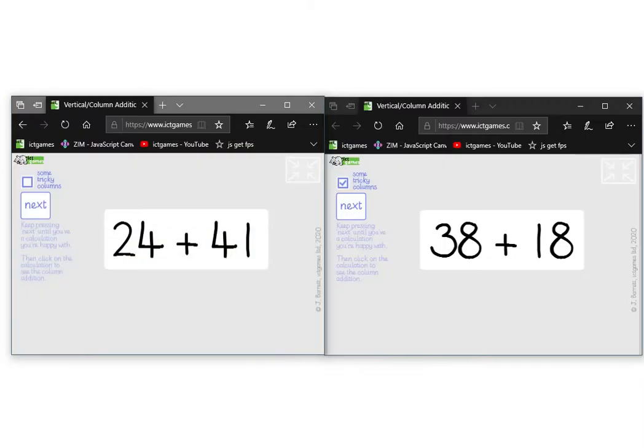Now, we've got a little job for you to do. We've got year 1s on this side. 24 add 41. And year 2s, can you do 38 add 18? So in a moment, you're going to pause the video and year 1s are going to write that out as a column addition, as a vertical addition. And year 2s are going to write this one out as a column addition, as a vertical addition. So pause the video now. Well done, guys.